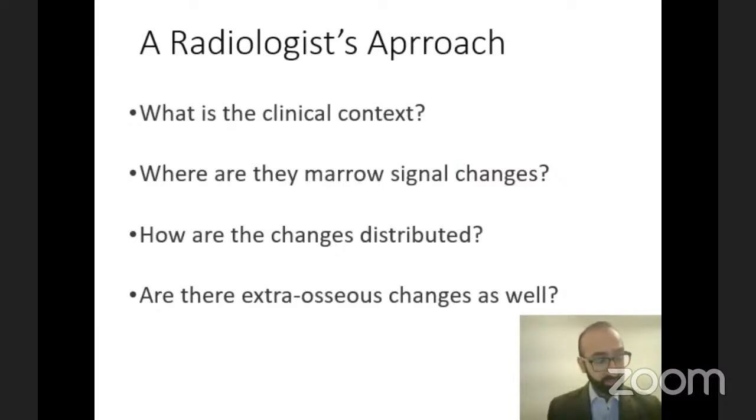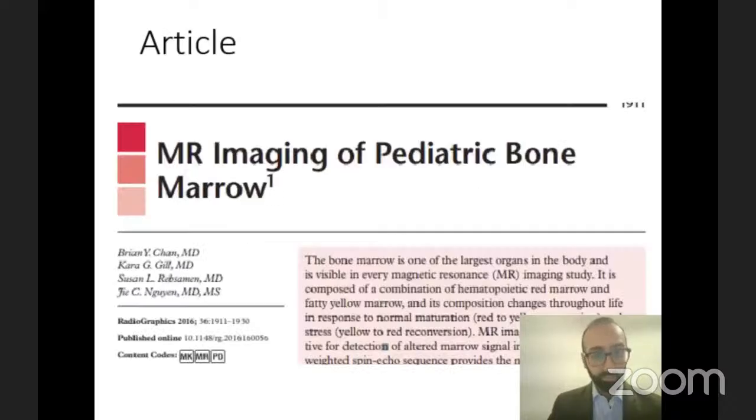So what's a radiologist's approach to looking at marrow? It's very similar to lots of other things. What is the clinical context? Where are the marrow signal changes? How are they distributed? And are there any extra osseous findings as well? That will all help you narrow down what's going on. This is a very good article that gives a very nice baseline to looking at marrow in children on MRI, published in Radiographics in 2016, and I'll be referring to it in parts during my talk.